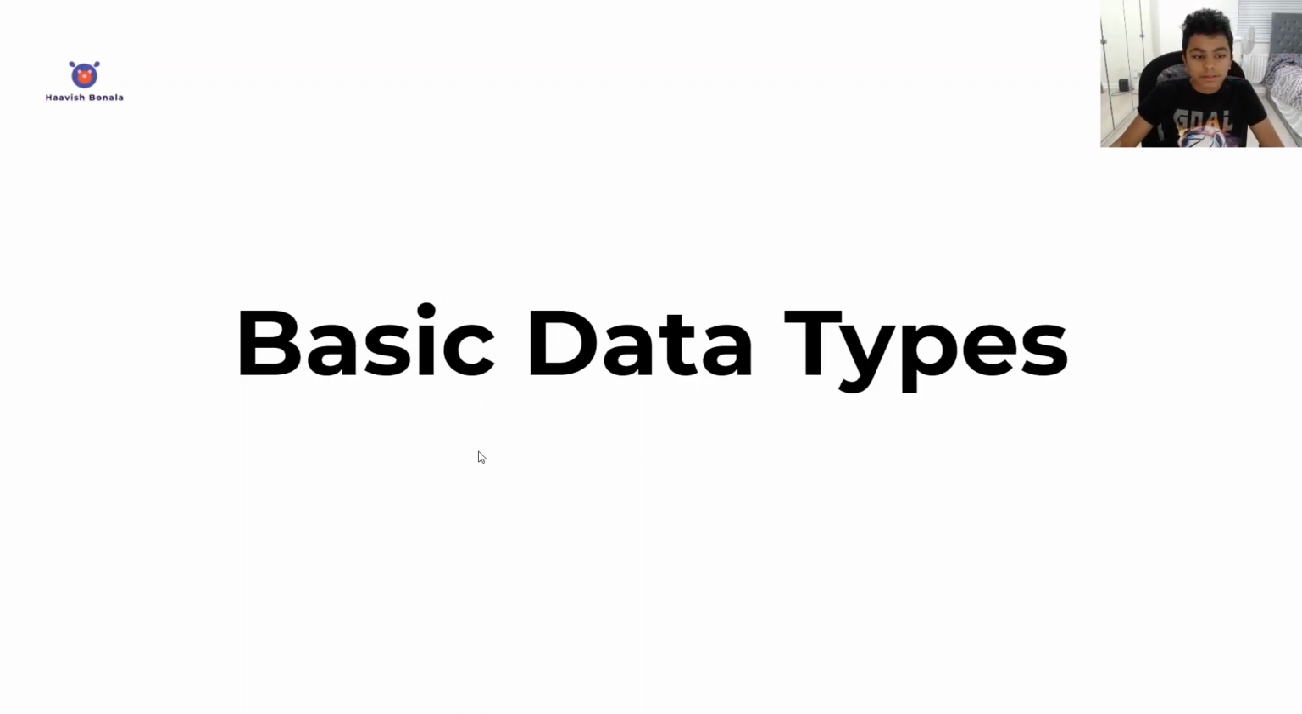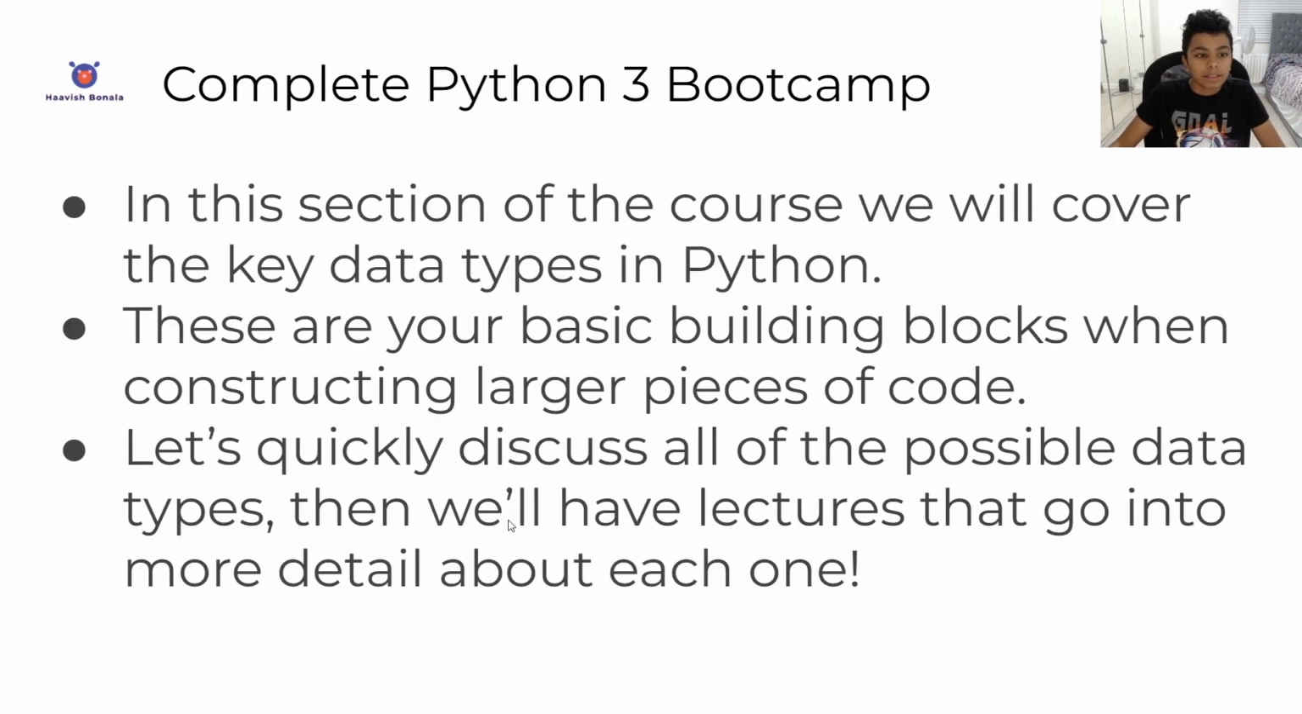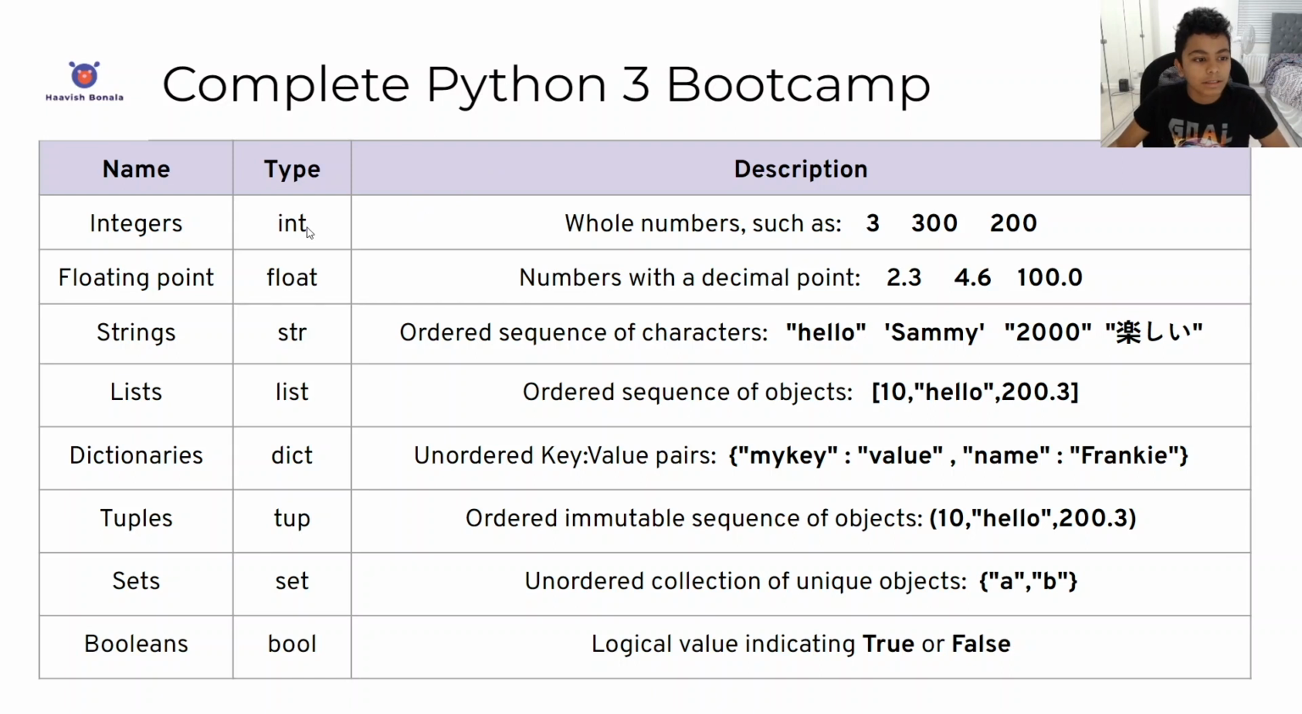Okay, so basic data types. In this section of the course we'll be covering key data types in Python like integers, floats, strings, dictionaries, lists, tuples, etc. These are your basic building blocks, so you need these for any projects, and we will quickly discuss them, and then we'll go into deeper concept understanding lectures later on.